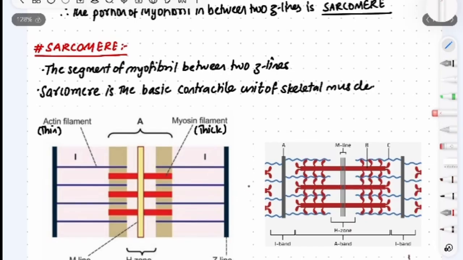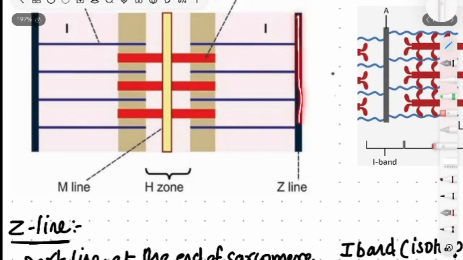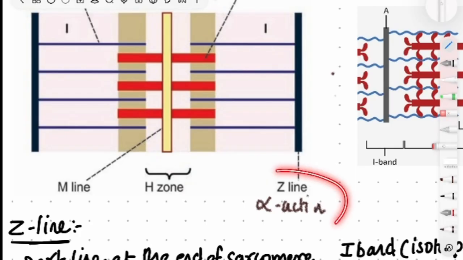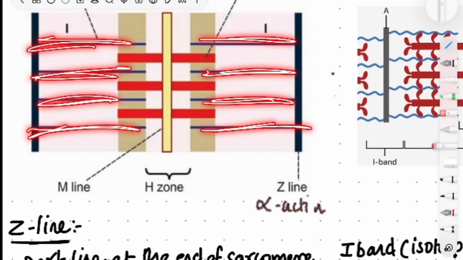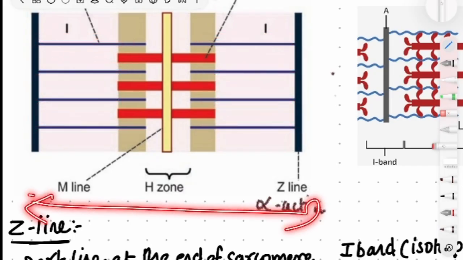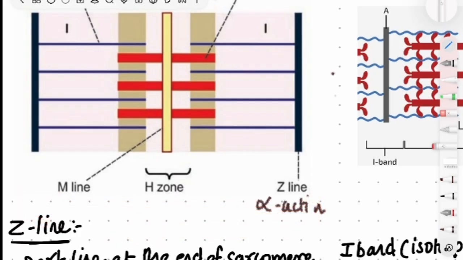Here we can appreciate the Z line in this diagram. So this is the Z line. What is the function of this Z line? The Z line contains a protein called alpha actinin. This alpha actinin helps in the anchoring of the I bands. It is present in the Z line, and the I bands are anchored to the Z line like this. The space between two Z lines is called a sarcomere. I hope you are clear with Z lines.